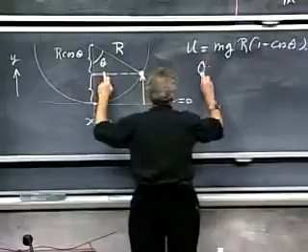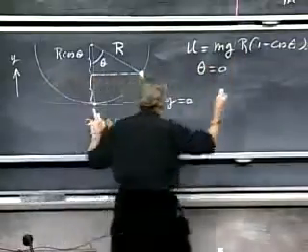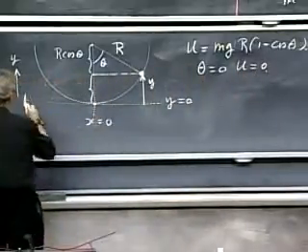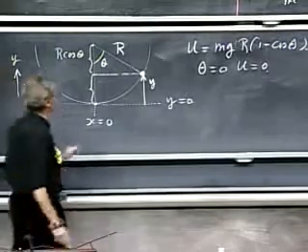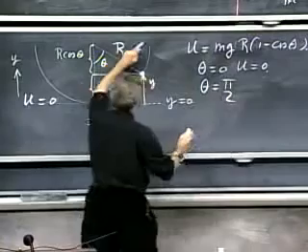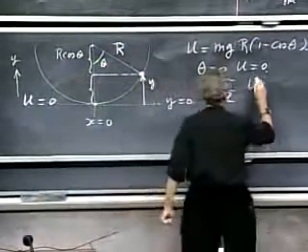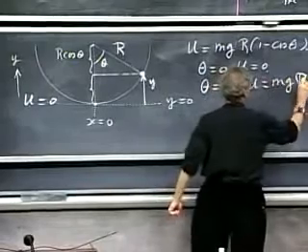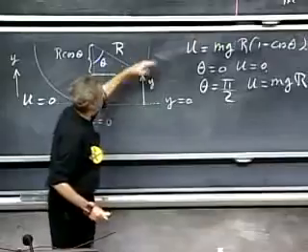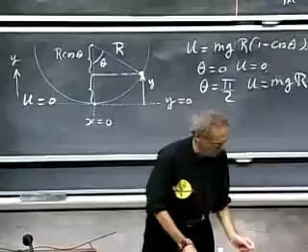Notice if theta equals 0, and the cosine theta equals 1, then you find U equals 0. That's, of course, the way I defined my y equals 0. Notice that when theta equals pi over 2, if the object were here, you find that the potential energy U equals mgr. That's exactly right, because then the distance between here and the y equals 0 is r. So this is the potential energy as a function of angle theta.